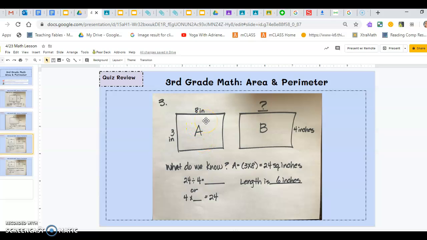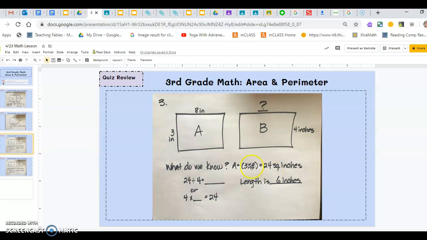That's what we know. Then it goes on to say, if rectangle B is 4 inches wide, how long is it? So we're given 3 pieces of information. The length and the width of A and the width of B. So they also told us that both of these rectangles have the same area. So what do we know? We know that rectangle A, 3 times 8, so we figured out the area is 24 square inches.